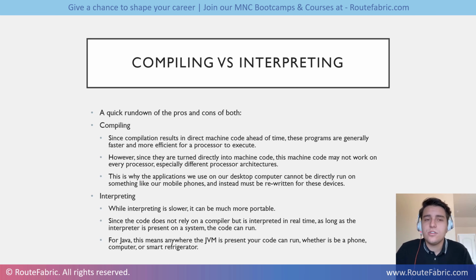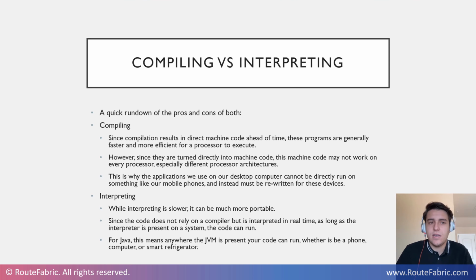While interpreting is much slower because it's done in real time as the program is being run, it can be much more portable. Since the code doesn't rely on a compiler and it's not changed into machine code ahead of time, basically all we need is an interpreter present on the system and the code can run. In Java, the interpreter that is used is the JVM, the Java virtual machine. Basically, as long as there is an instance of the Java virtual machine available on a system, you can run the code.